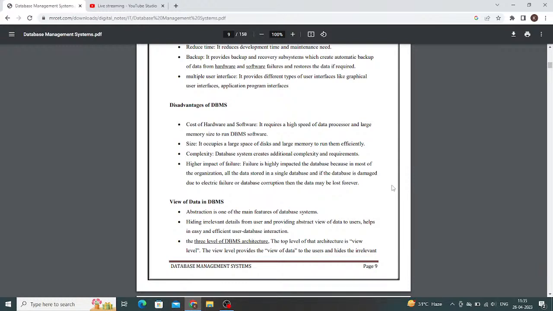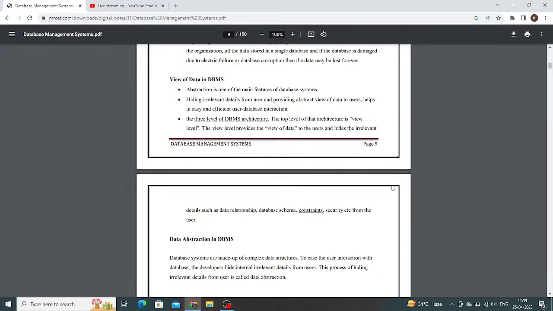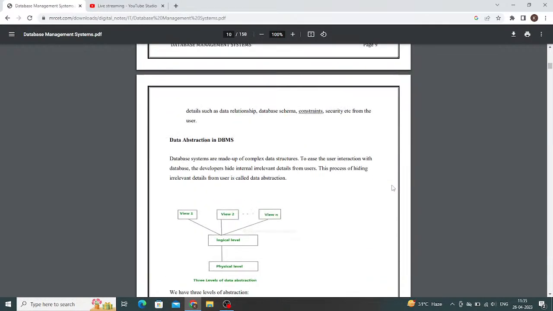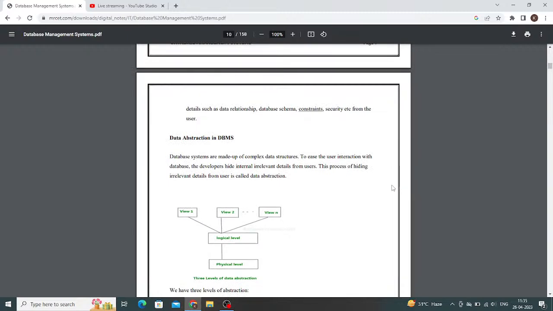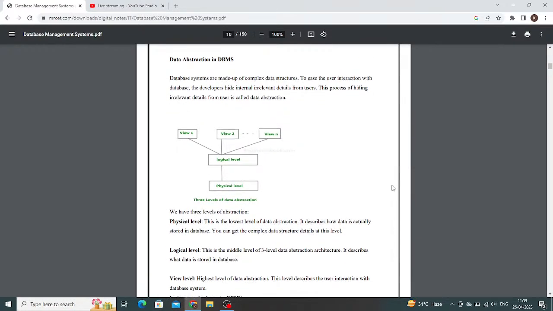The three levels of database architecture: the top level of the architecture is the view level. The view level provides the view of data to the user and hides the irrelevant details such as data relationship, data schema, constraints, security, etc. from the user. This is the data abstraction in database.